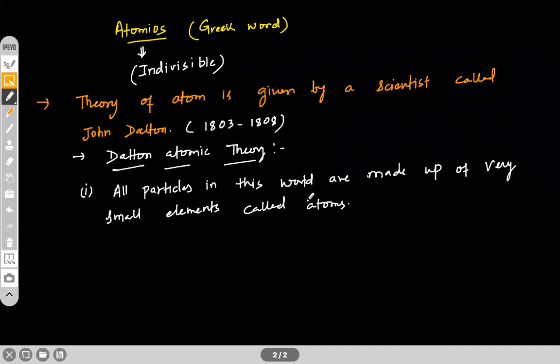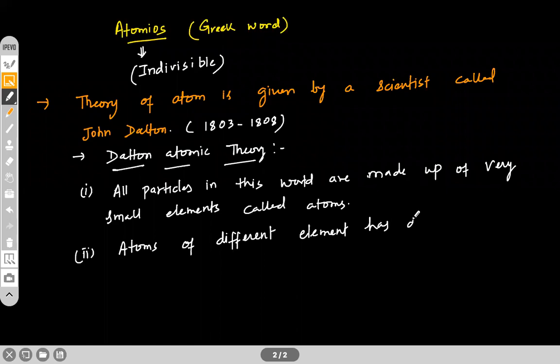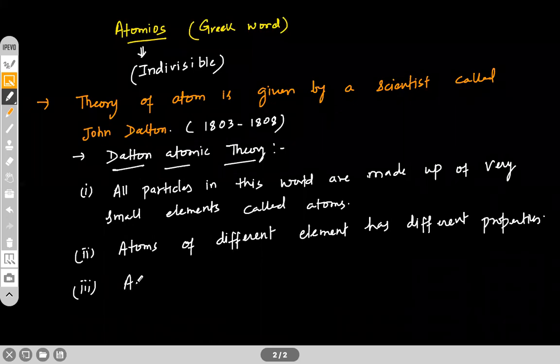There are so many atoms present in any compound, so the basic unit for any matter is atom. That is what John Dalton said. Second point, atoms of different elements have different properties. Like the atoms of carbon have their own property, atoms of nitrogen, oxygen have their own property, different. Atoms cannot be created or destroyed.